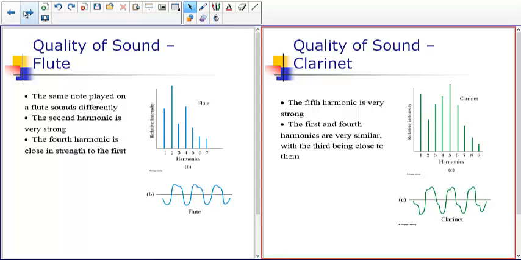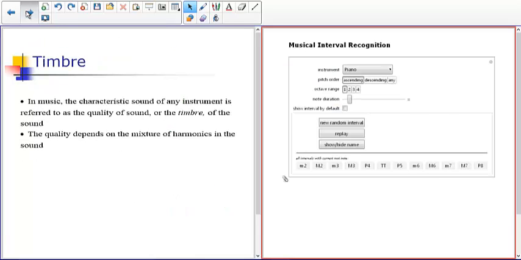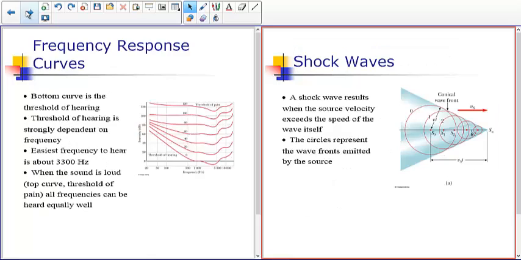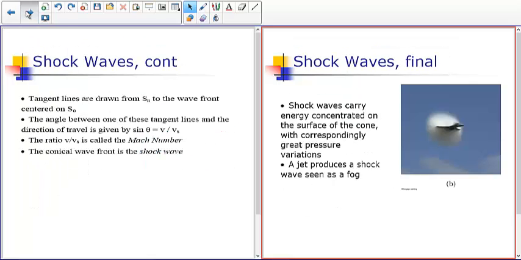For clarinet, it says the fifth harmonic is very strong, and first and fourth harmonics are similar. For the flute, the fourth harmonic is close to the strength of the first harmonic, and the second harmonic is very strong. So they're basically looking at a fast Fourier transform. And I think that's about it.